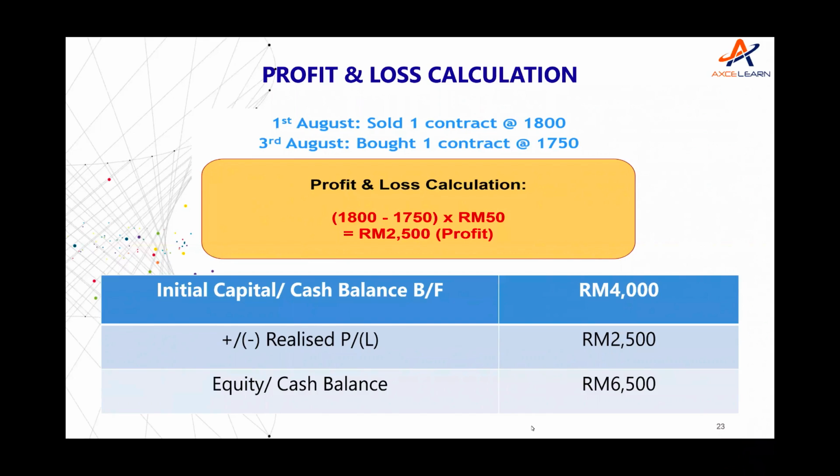I'll give you an example. Let's say in the morning, I already sold the 2,500 and I realized a profit of 2,500. So in my equity or in my account, I have a cash balance of 6,500. I can actually call my dealer immediately and request to withdraw 6,500. And normally, the majority of the brokers, you will get your money by noon.